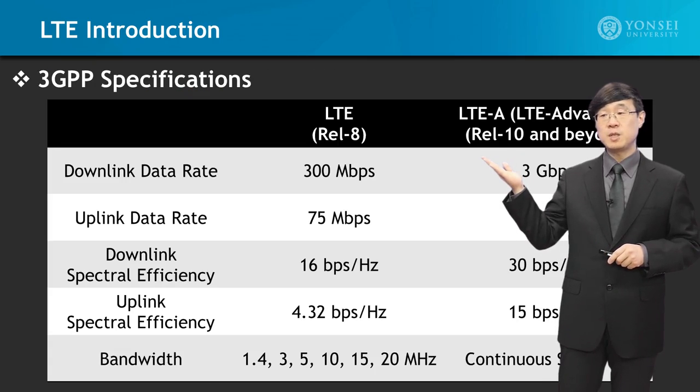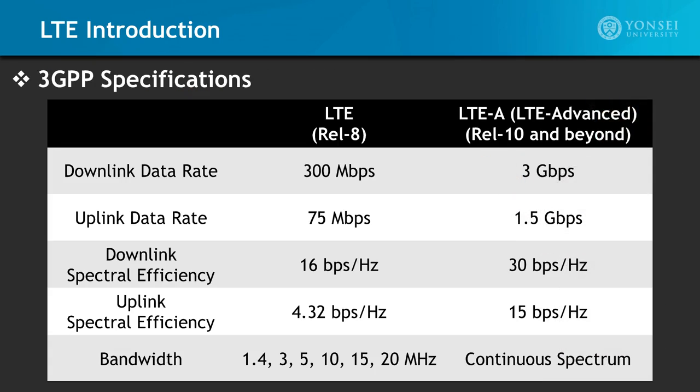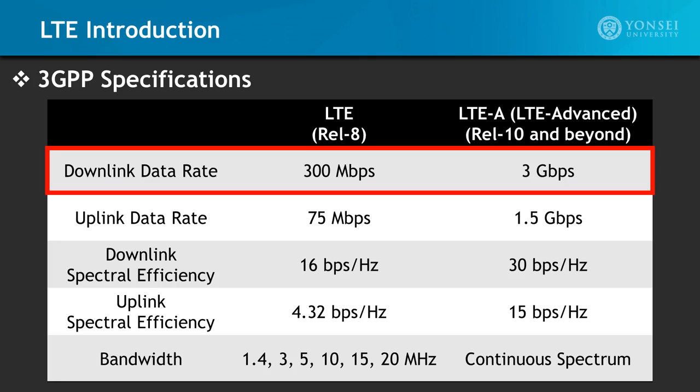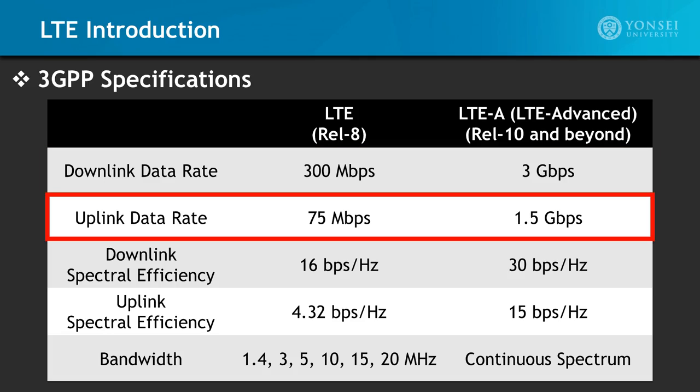Looking into 3GPP specifications, first, let's compare them a little bit side by side in this table. First of all, LTE based on Release 8 and LTE-A based on Release 10 and beyond, where the downlink data rate is for LTE 300 megabits per second, for LTE-A 3 gigabits per second, a significant improvement. For the uplink, it is 75 megabits per second for LTE, and for LTE-A it's 1.5 gigabits per second.